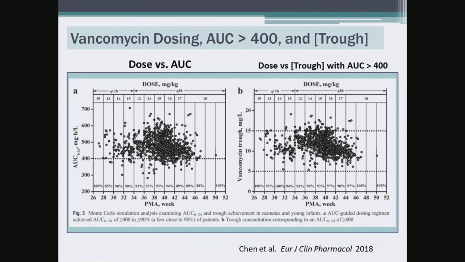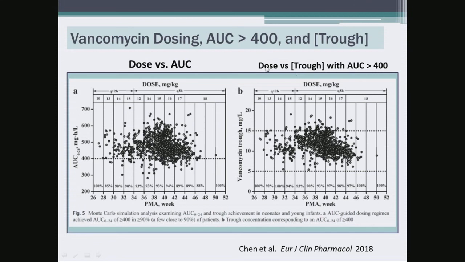You have to love graphs like this. This is another graph showing neonatal variability. So it's vancomycin dosing, the AUC greater than 400, and trough concentration. If you compare dose versus AUC, here's the dotted line of 400 as your target, and with every 12-hour dosing or every 8-hour dosing, you were almost always above 400.